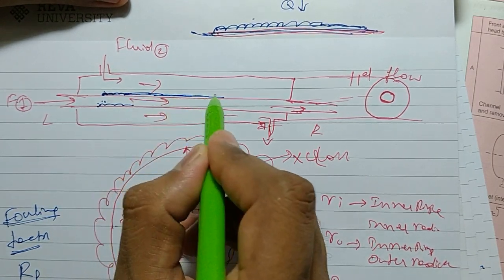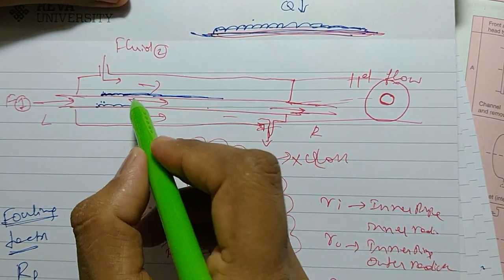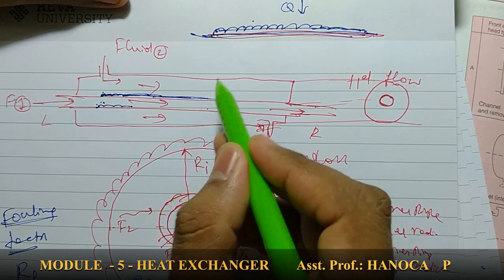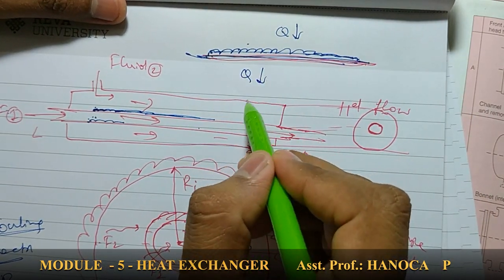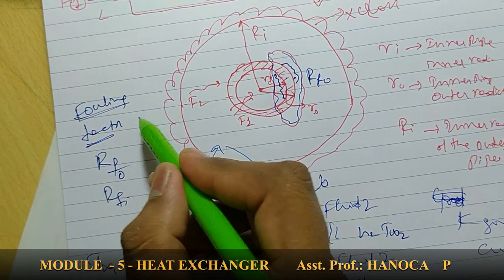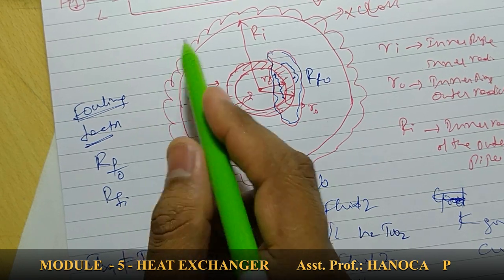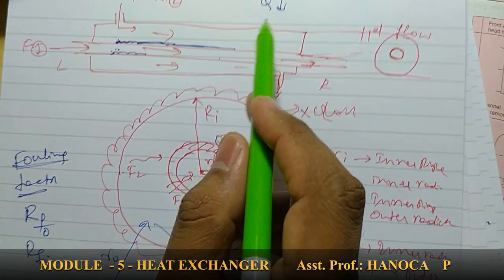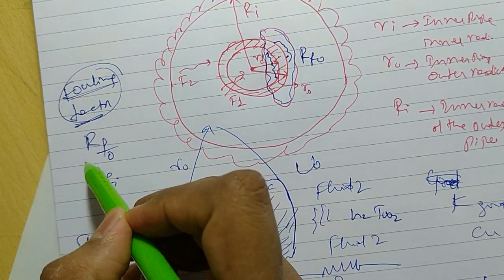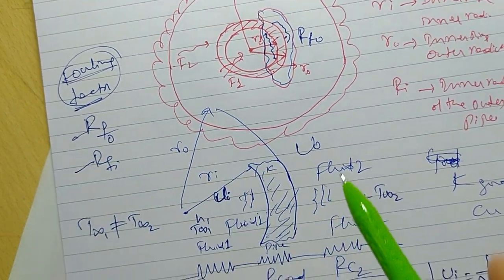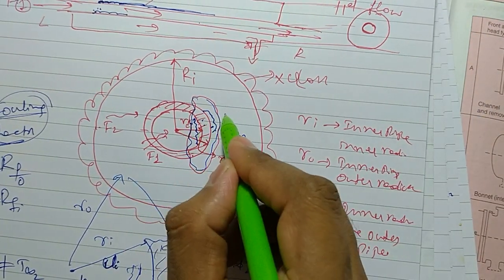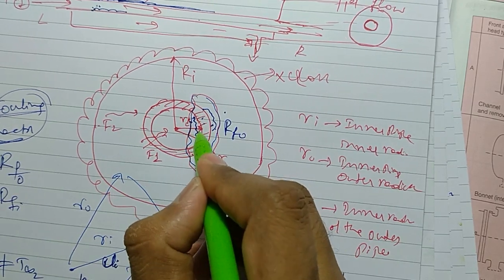Whether it is scales, rust formation, or foreign particles placed over the tube, that reduces the heat transfer. That phenomenon is called fouling. That effect, if you consider it, is called the fouling factor. That is RF naught and RFI. RF naught is the outside of the inner pipe, RFI is the inside of the inner pipe.